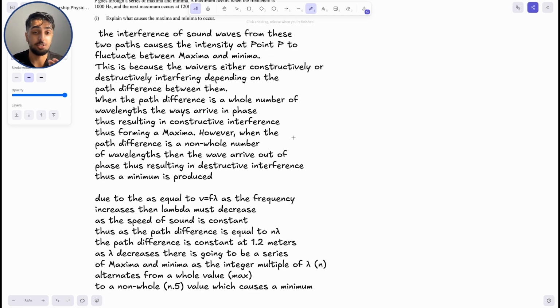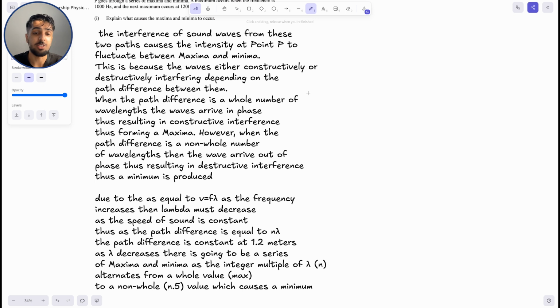Okay, so there is a lot to go through here. First, we're going to establish what causes a maximum and minima. This is just standard level 3. The interference of the sound waves from these two paths causes the intensity at point P to fluctuate between maxima and minima. This is because the waves either constructively or destructively interfere depending on the path difference between them.